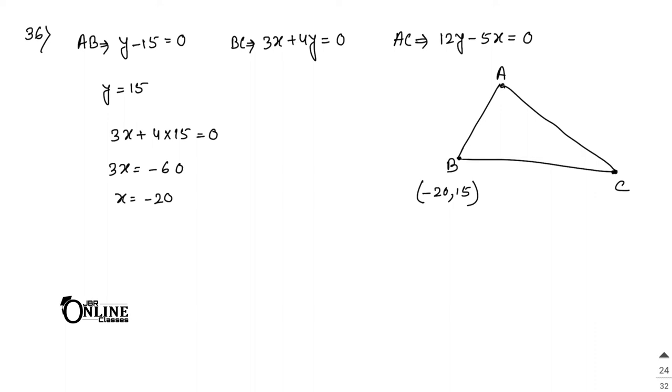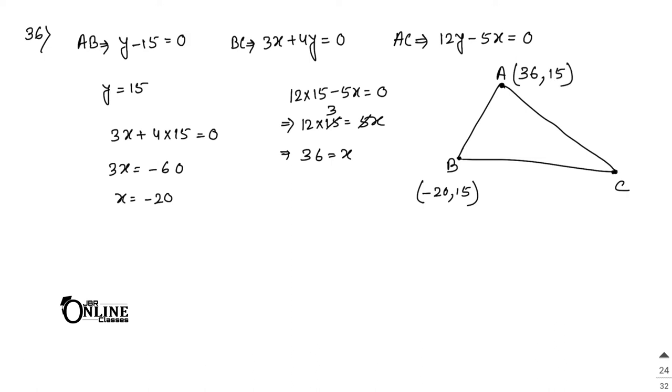Now, as here AB and AC, the intersecting point is A. So as y equals 15, then from AC, 12 into 15 minus 5x equals 0. So 12 into 15 equals 5x. 5 cancels out with this one 3, so that means here 36. So x equals 36. That means the point A is 36 comma 15.